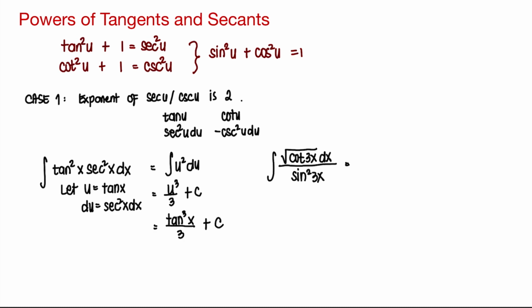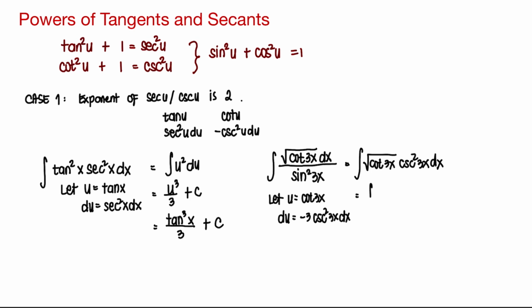So in this example, we're just writing the square root of cotangent 3x and then cosecant squared 3x dx. So we already have cosecant squared. Remember, as long as the exponent of secant or cosecant is 2, then we can perform substitution. So here we let u equals cotangent of 3x, so that du equals negative 3 cosecant squared of 3x dx.